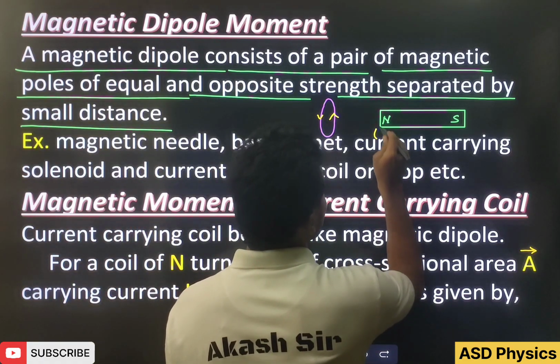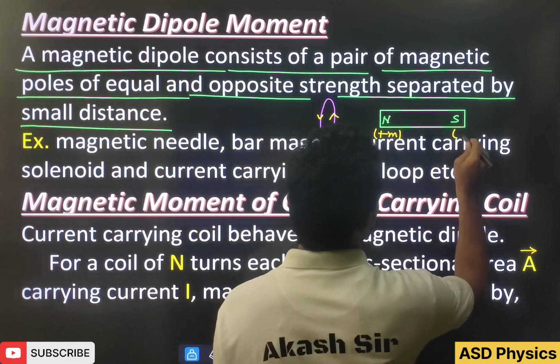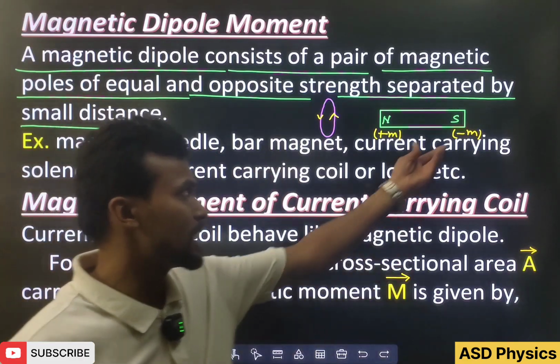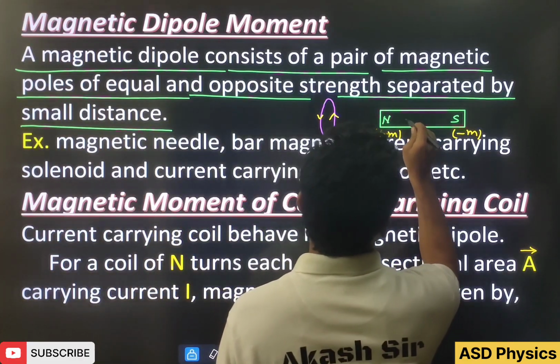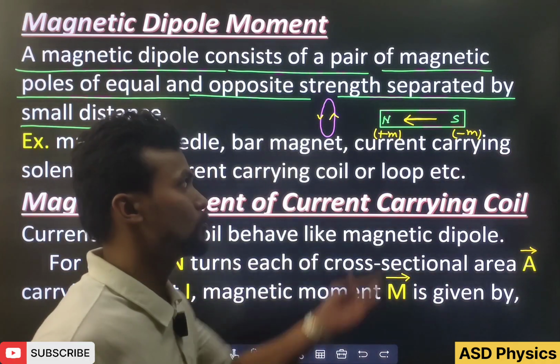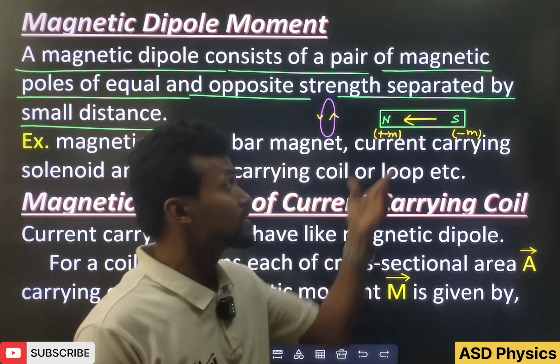Later you will see that this north pole will be called plus small m, that is called pole strength, and this south pole is called minus small m, where m is also pole strength here. And later you will see in a next chapter the dipole moment direction is always from south pole to north pole. In case of a permanent magnet, that means the magnetic moment is coming from the material.